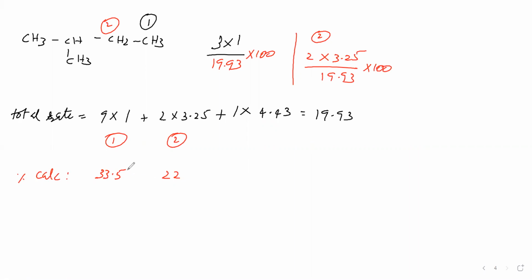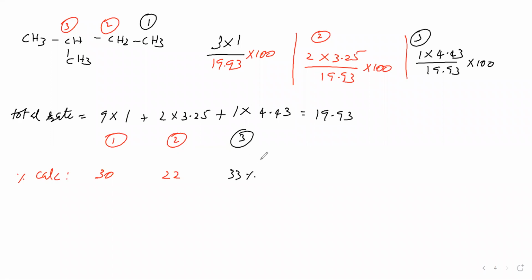So here for primary we are getting 30. Then this tertiary we will take. For this tertiary we will see. Tertiary hydrogen is 1, rate is 4.43, total rate is 19.93 into 100. So we will simplify and get the percentage yield. The percentage yield is 33%.